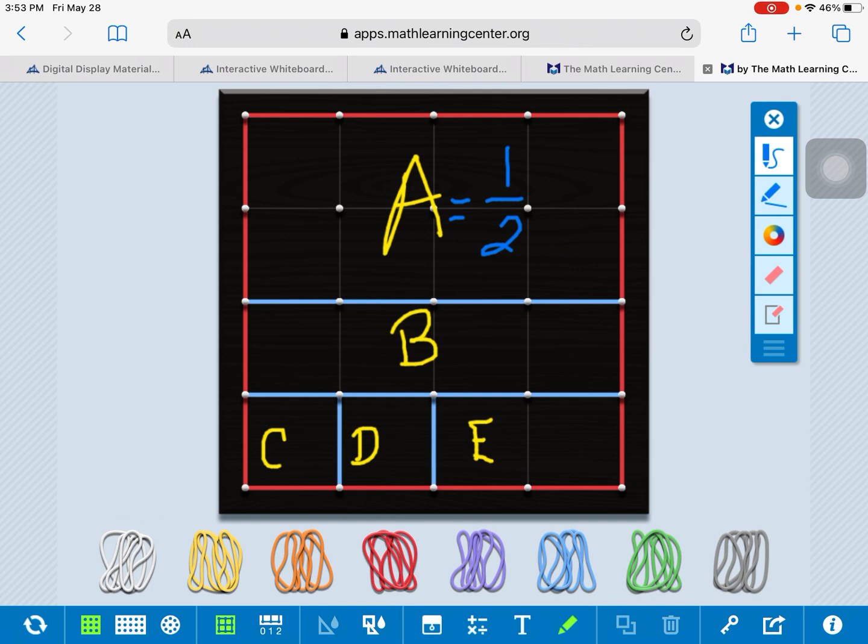So if I look at B, now I need to figure out how many of those squares would be 4. Well, if I'm thinking in terms of numbers, I know 4 plus 4 plus 4 plus 4. If I were to think of every section of that, I would have 1, 2, 3, 4 different sections. So this B right here must be 1/4.